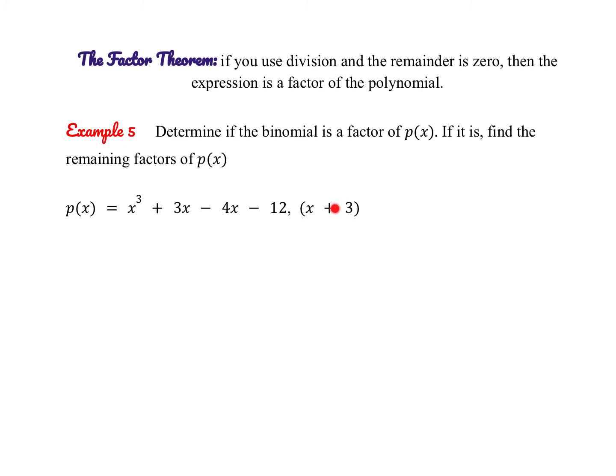So again, I want to see if this is a factor of this. So the 0 would be -3. I'm sorry, I just noticed a little typo. This should say 3x squared. So our coefficients are 1, 3, -4, and -12. And we're going to do our quick synthetic division. And again, if our remainder is 0, then x plus 3 is a factor. So let's give it a try.